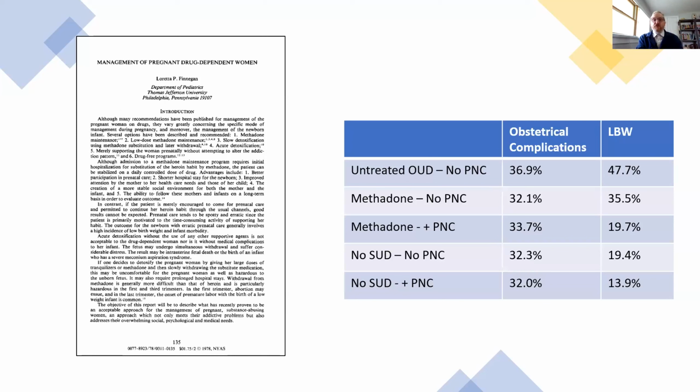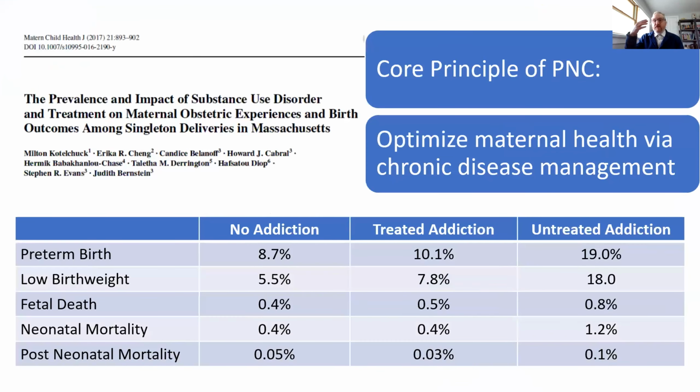But people with treated opioid use disorder who accessed prenatal care had rates of obstetrical complications and low birth weight that are actually much more similar to a population of people without use disorder than to people with untreated disease. And this reflects the core principle of prenatal care, the old adage that healthy mother equals healthy baby, that we optimize maternal health through chronic disease management.